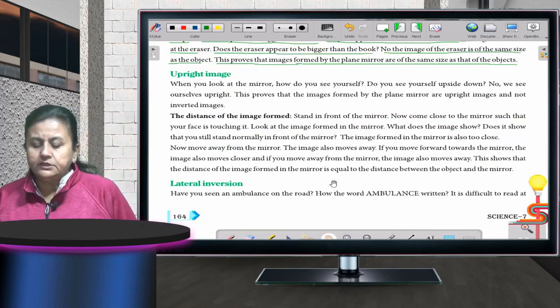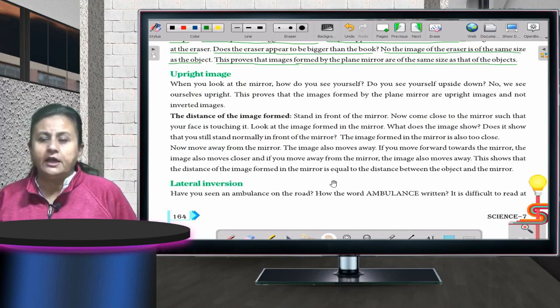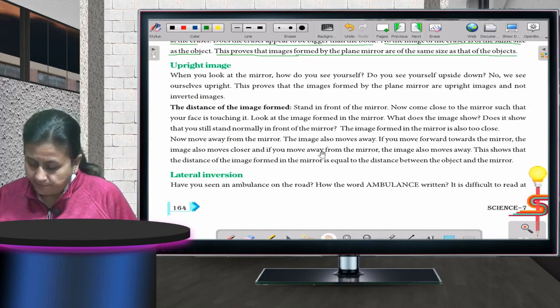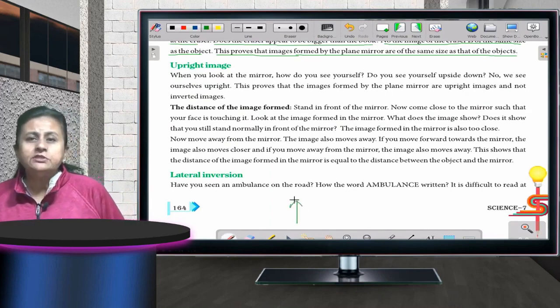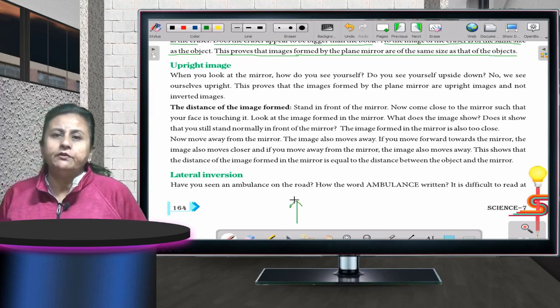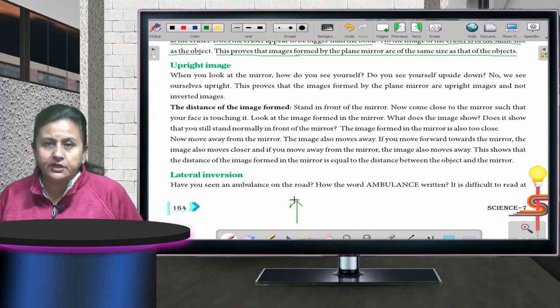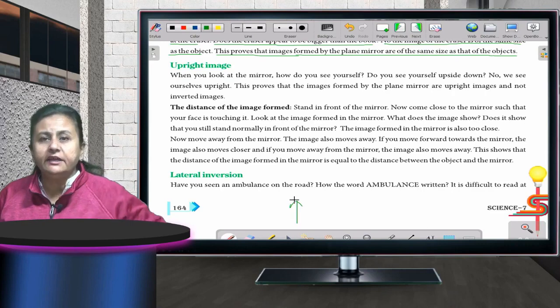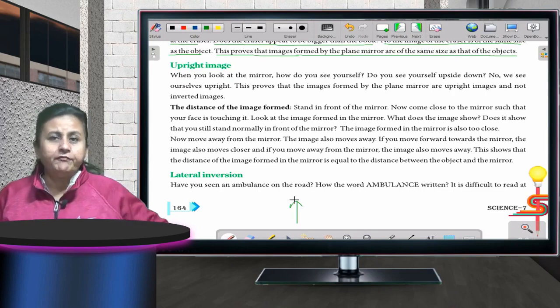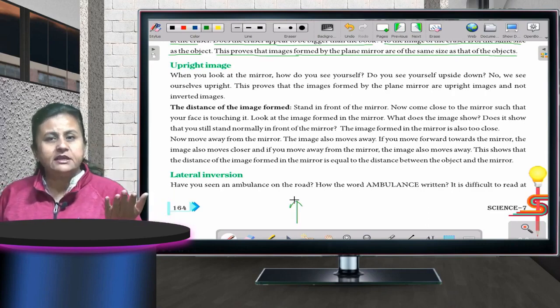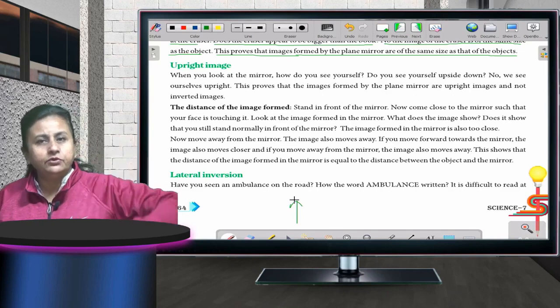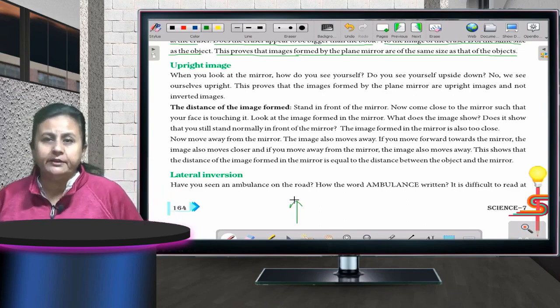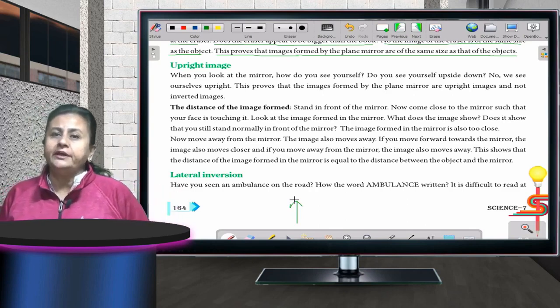So students, now I will tell you about upright image. What is upright? Upright means this way. Now, if you see yourself in a plane mirror, you will find it in an upright position. Upright means just as you are, you will see exactly the same way. Your face is up. If your face is up, you will see the face up only. It won't go down. That is an upright image. In a plane mirror, upright images form.